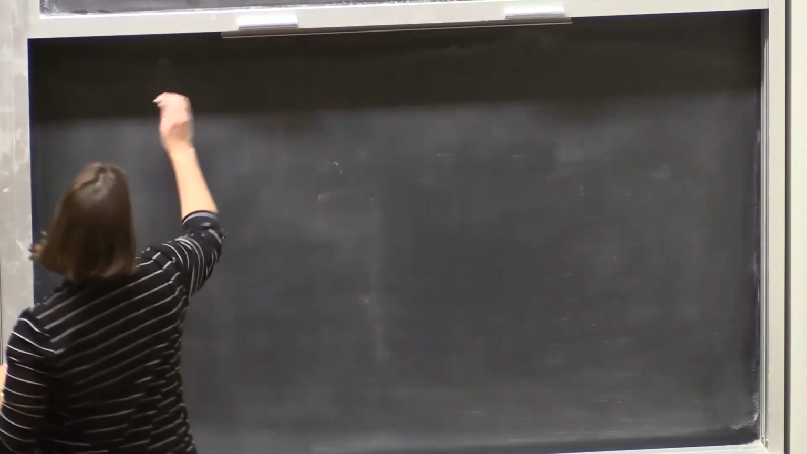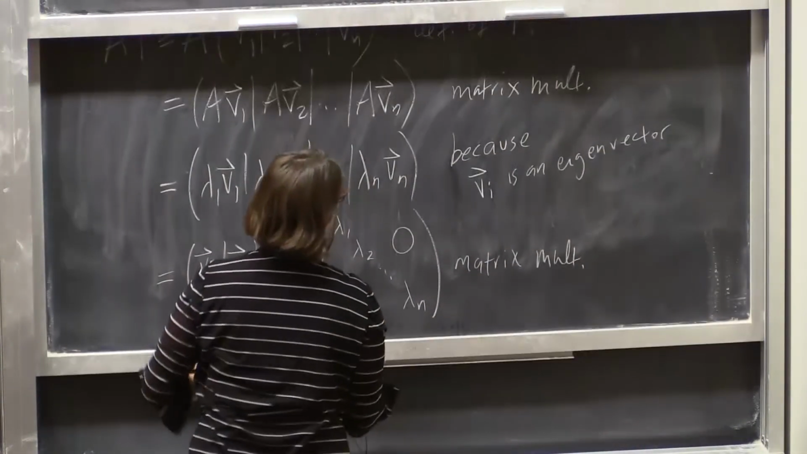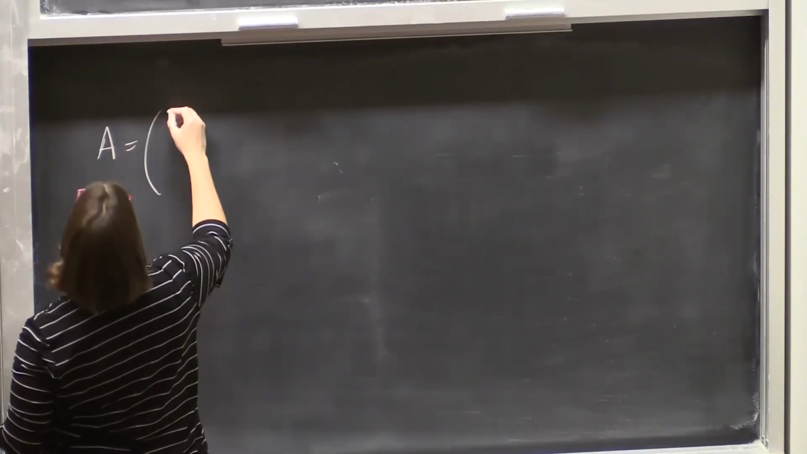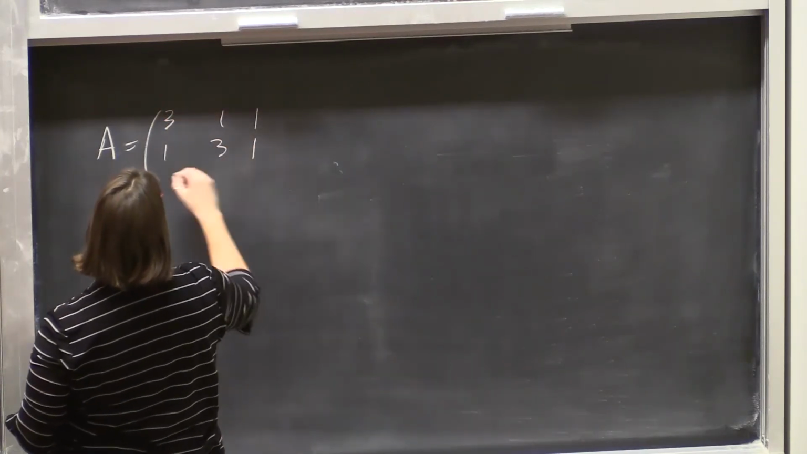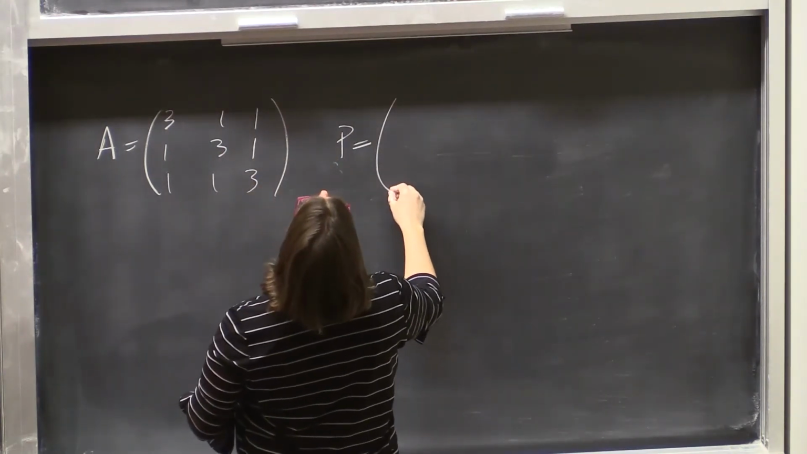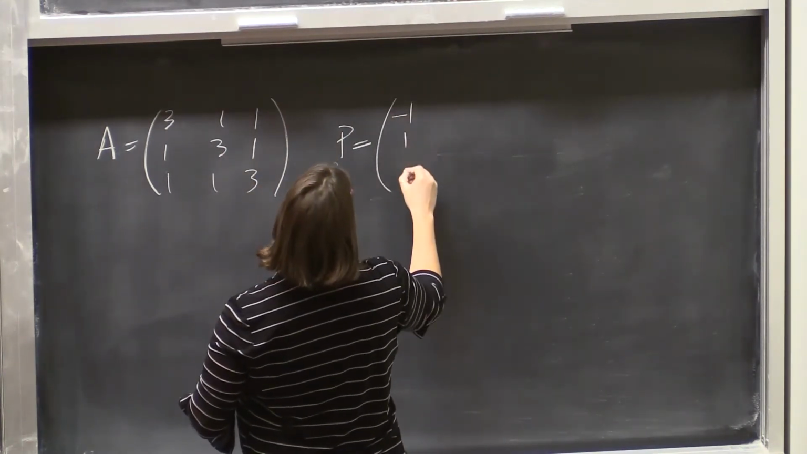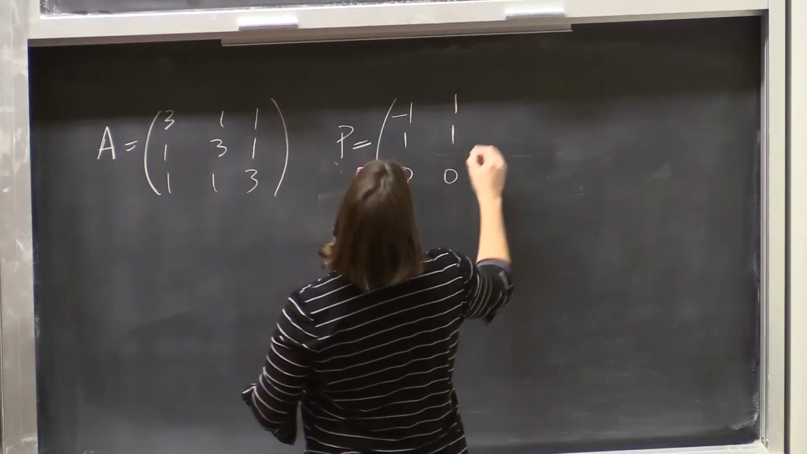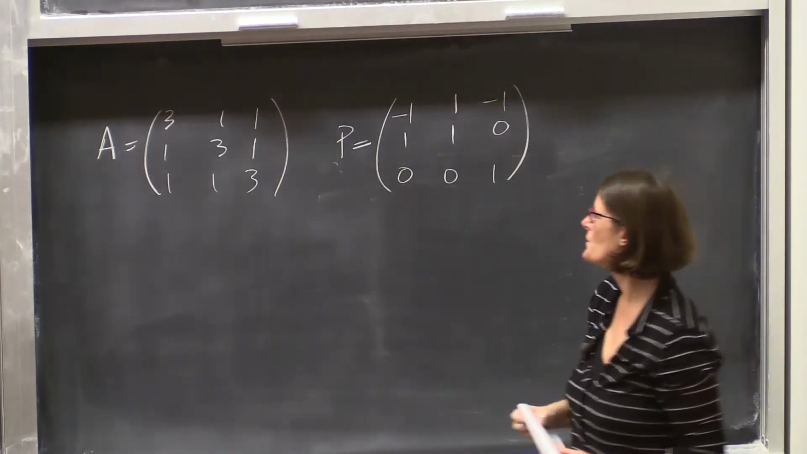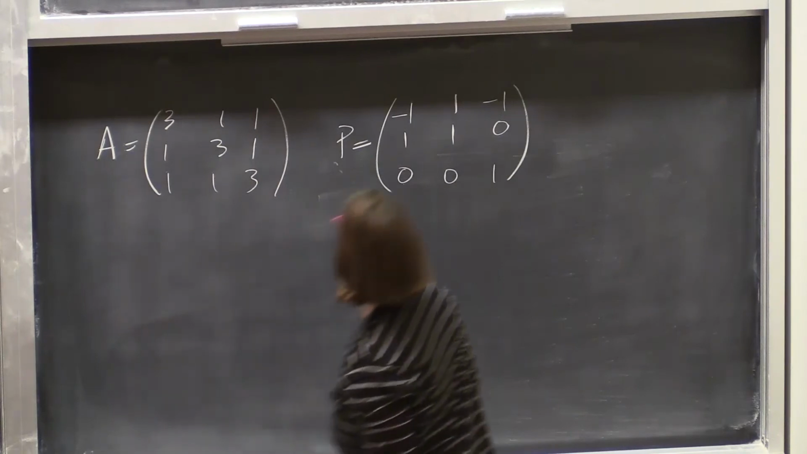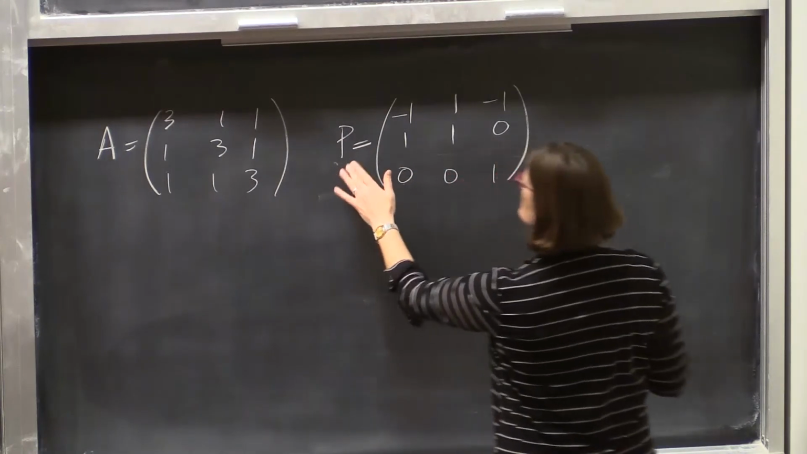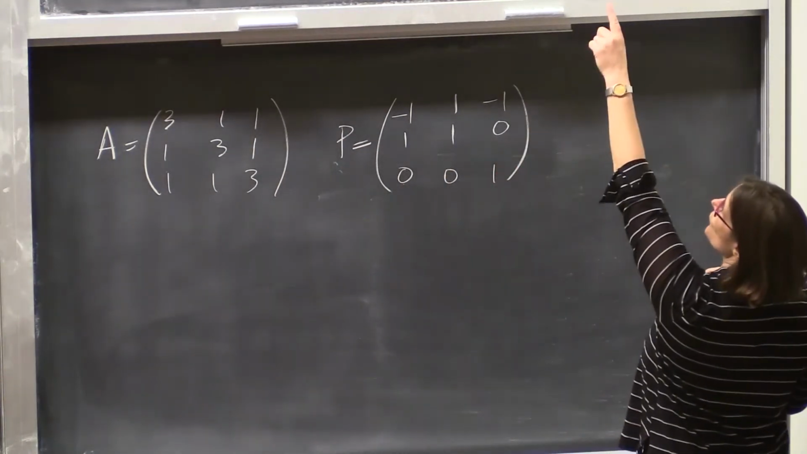Now, say I had taken A to be the exact same A, 3, 1, 1, 1, 3, 1, 1, 1, 3, and I had taken P to be, let's see, minus 1, 1, 0, 1, 1, 0, minus 1, 0, 1. This is a new P. This new P, let's call it P. This is a different matrix P. How is it related to the old one?